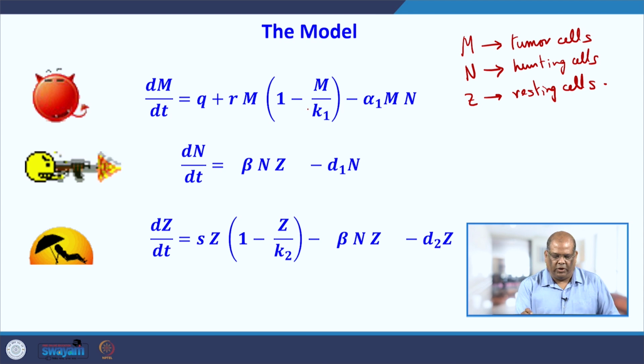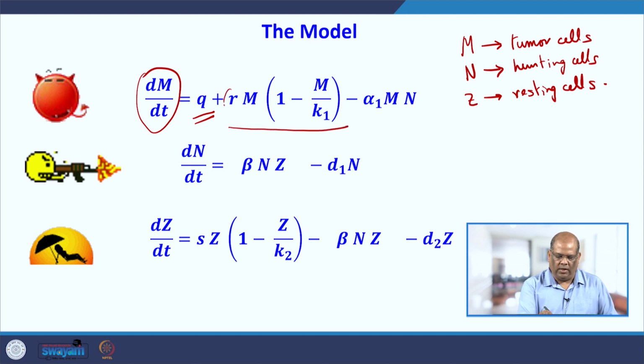So, the first equation, we see that this is the rate of change of tumor, that is how the tumor increases. So, there is a constant input which is Q, and then it follows a logistic growth where R is the intrinsic growth rate of the tumor and K1 is the carrying capacity. And here there is an interaction between the tumor and the hunting cells, and the hunting cells are killing the tumor at a rate alpha 1.